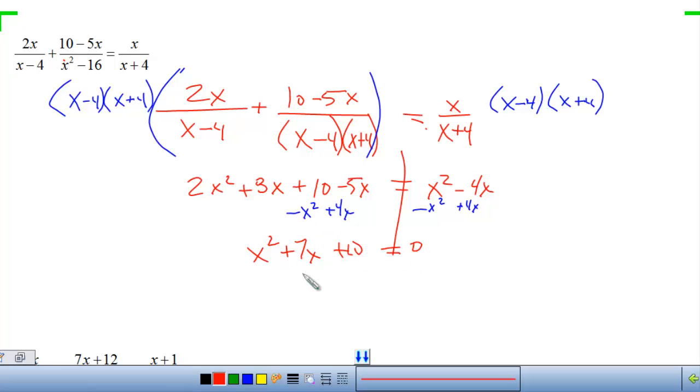So again, I'm going to look to factor. So I'll make an x. 1 times 10 is 10 in the top, 7 in the bottom. Factors of 10 that add to 7. Looks like it's going to be 5 and 2.